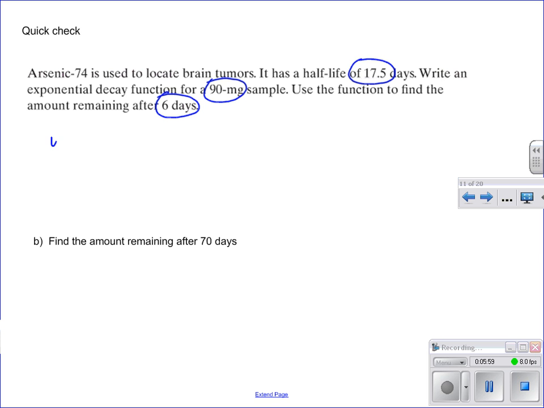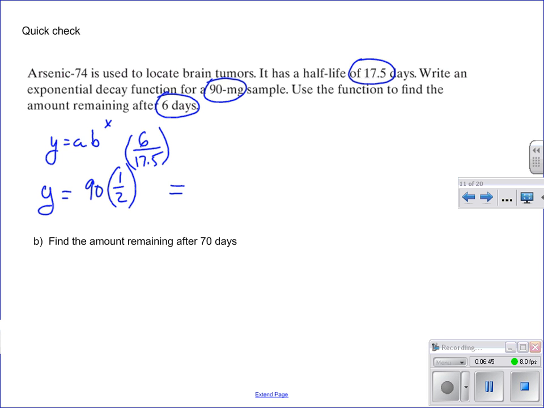Here's the original equation, y equals a times b to the x. What was my initial amount? As always, in the a spot: 90 milligrams. What's my decay factor? It's a half-life, so that number is 1/2 in half-life problems. Now, the denominator is always how long it takes for one half-life. The numerator is how long I watched it: 6 days. Now we just plug this into our calculator. I'm not going to show that again; I think you can do that properly.